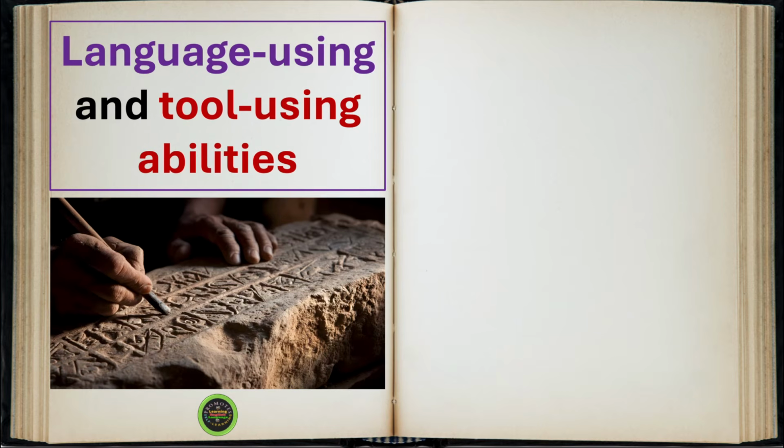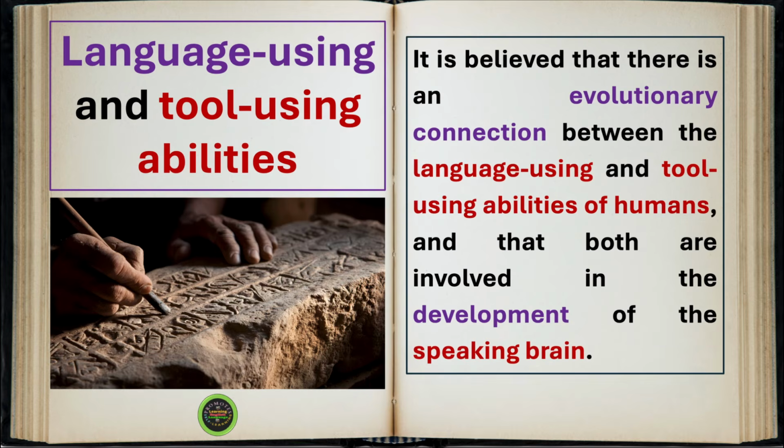Language using and tool using abilities. It is believed that there is an evolutionary connection between the language using and tool using abilities of humans, and that both are involved in the development of the speaking brain. We move on to the next stage of our discussion.